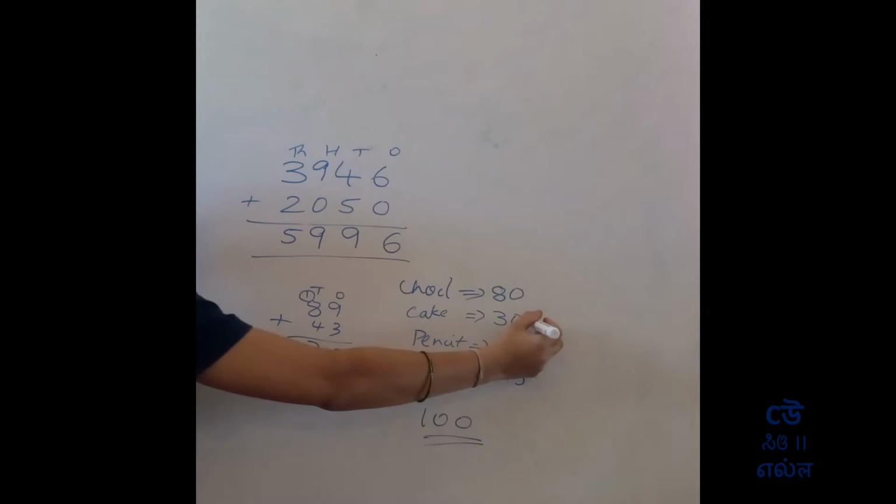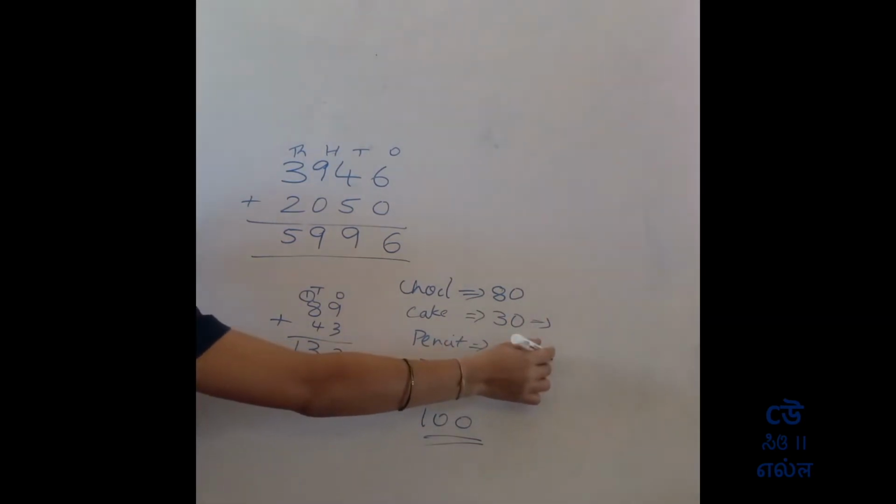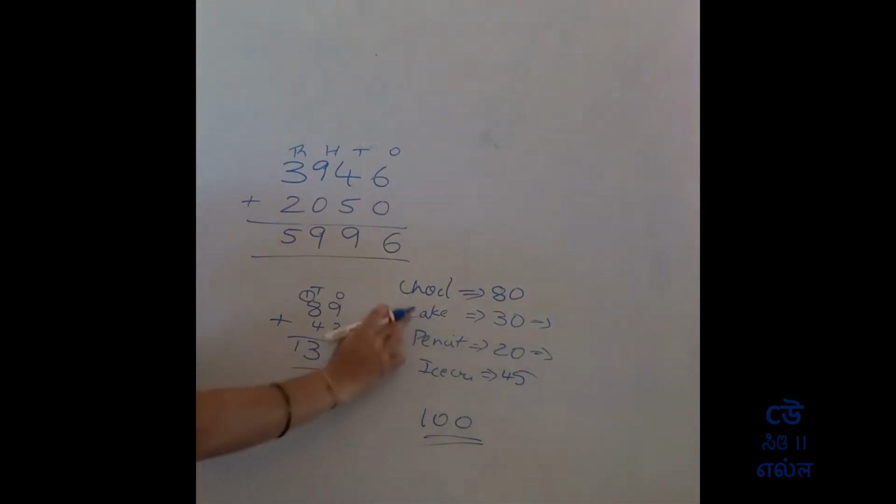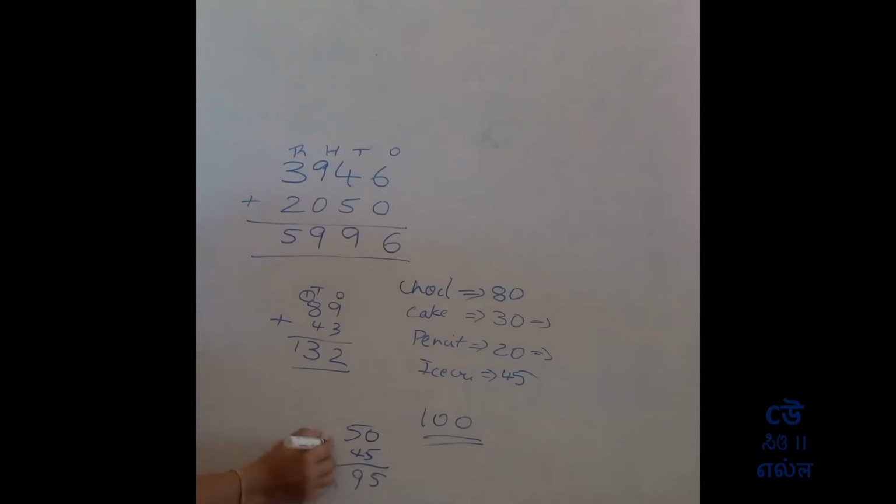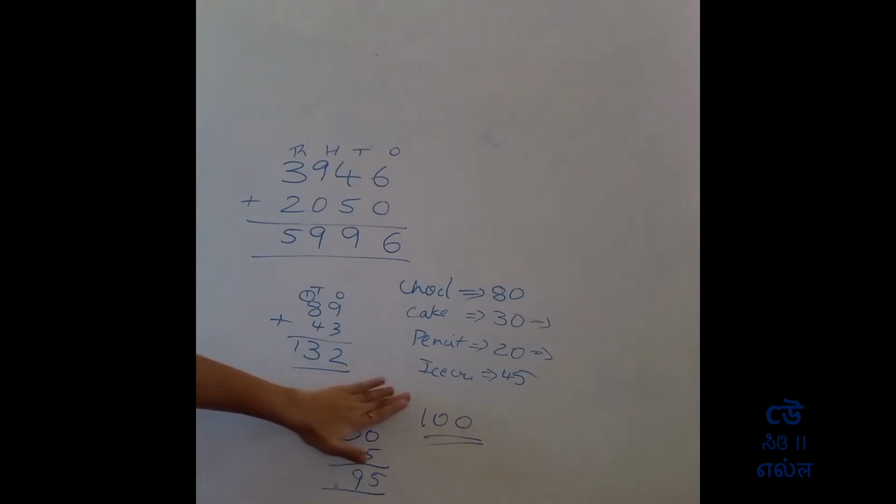30 rupees I can buy a cake. Then 20 rupees I can buy a pencil. So 30 plus 20 will be 50. Then I will be having another 50 rupees remaining. So with another 50 rupees I can buy an ice cream. So totally I will spend 95 rupees. So another 5 rupees will be remaining with me. So in that 5 rupees, what can I buy? You have to estimate the sum by calculating this way and buy some things, okay.